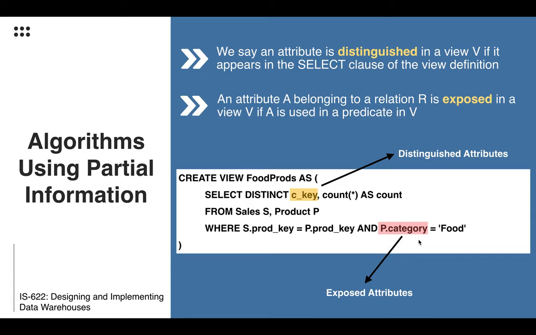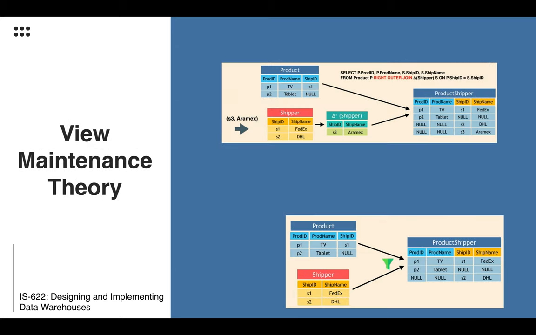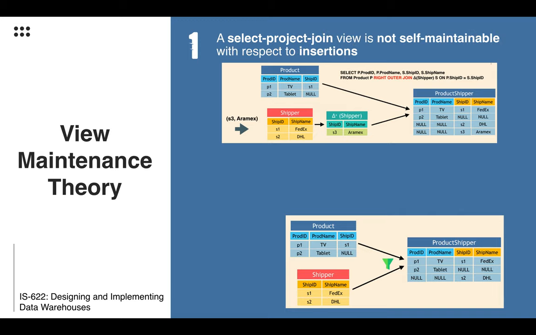And if the attribute is included in the view, then it is called a distinguished attribute. Okay, now there is a view maintenance theory. We have three cases when we can say something is self-maintainable or not self-maintainable. That is called the view maintenance theory.